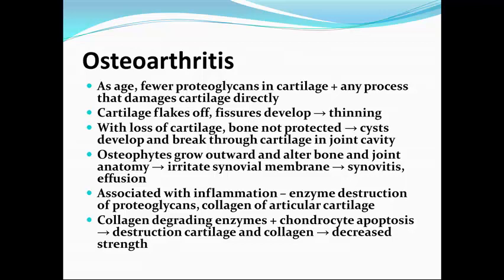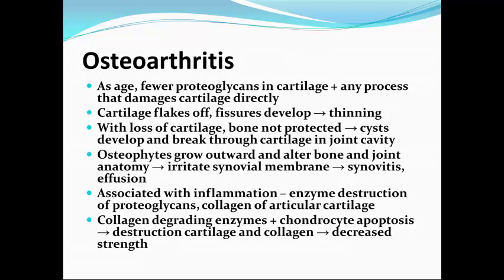Now, because of these osteophytes, these outgrowths, these bony spurs, altering that bone as well as the joint anatomy, this causes irritation of that synovial membrane. That synovial membrane is our protection. This then leads to synovitis because of the irritation, as well as effusion, which means a movement of fluid into that area. That's why when you touch someone that has a very osteoarthritic knee or finger joints, they feel kind of boggy, kind of squishy.